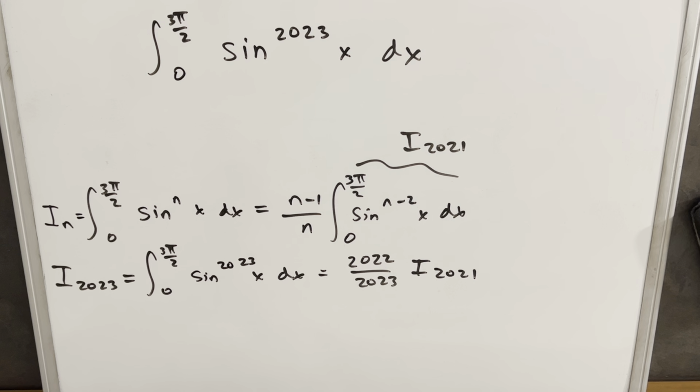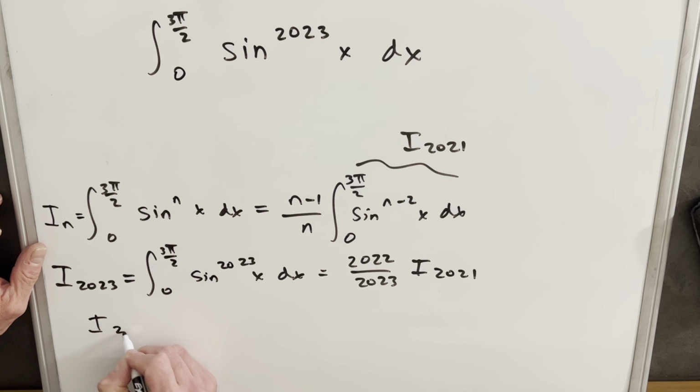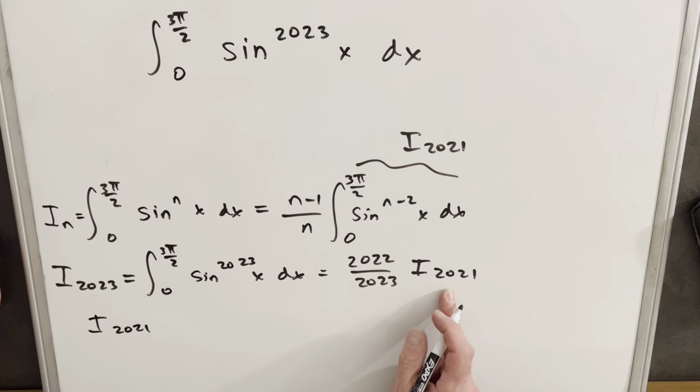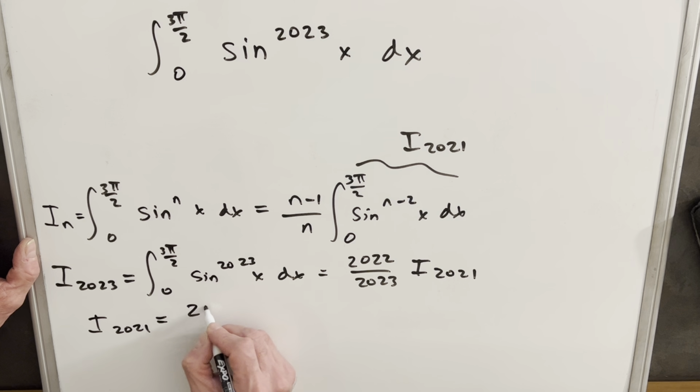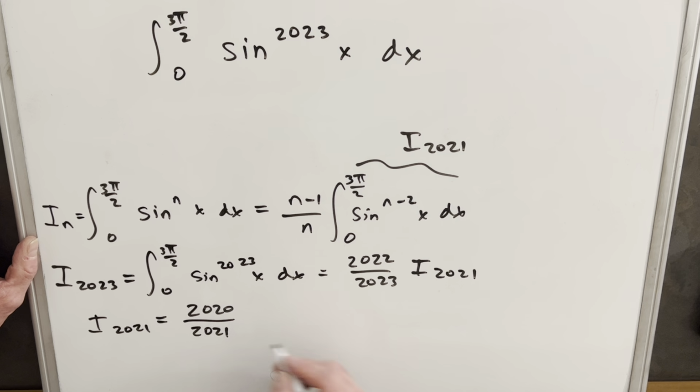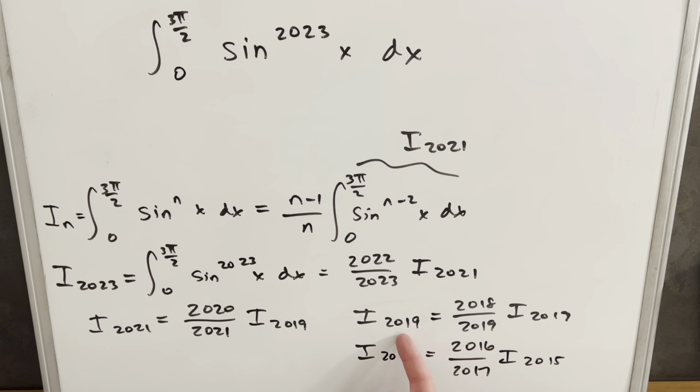And then from here, we could just do the same thing again. What is I sub 2021 going to be? This isn't really helping us much, but then we have a value. We can write this as n minus 1, 2020 over 2021, times I sub 2019. And then we can repeat this for I sub 2019 to get to I sub 2017, and then do it again for 2017. Now you can see that if our n was like 7, we'd get to something we can calculate pretty quickly. But with n being 2023, doing this is going to take us forever. So we need to find a different way to approach it.